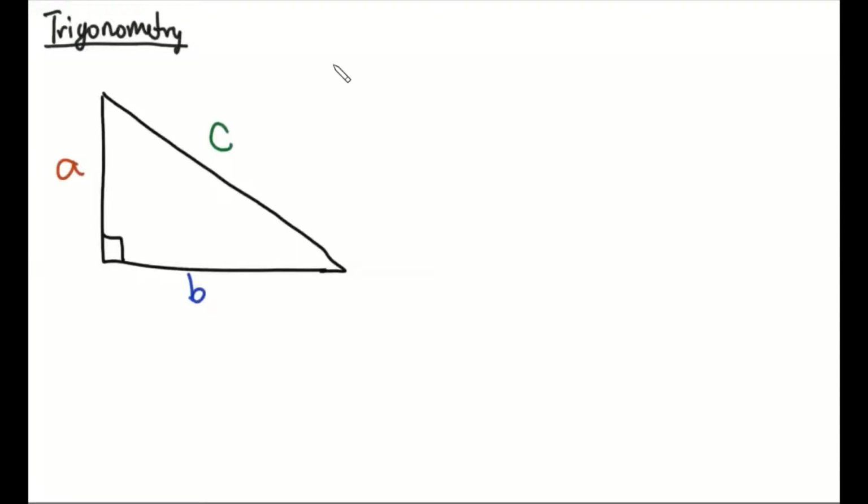Now, our formula that we would be using would be C squared is equal to A squared plus B squared. So we can find any length of the triangle using this formula as long as we have the other two lengths. So let's take an example.